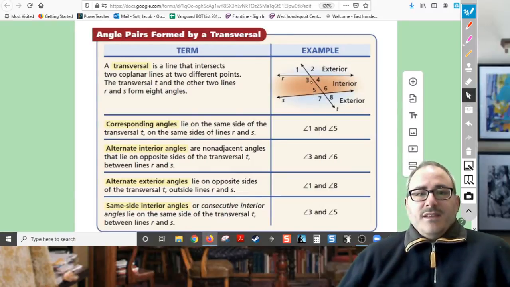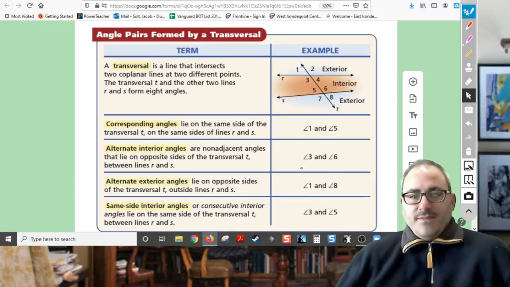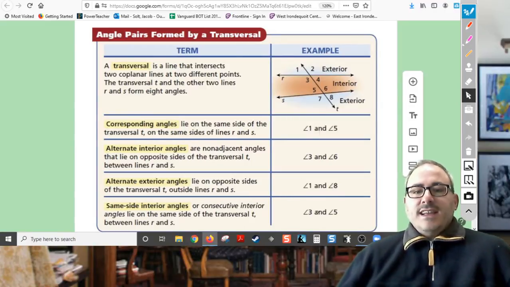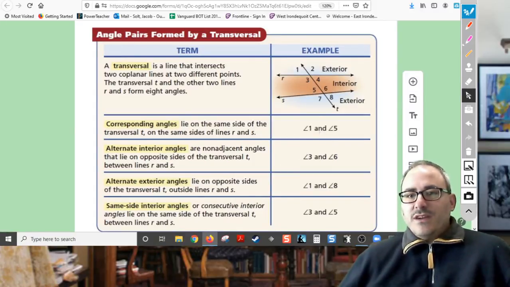All right. So 1 and 5 are corresponding. 3 and 6 are alternate interior. Angle 3, angle 6 are alternate interior angles. Yes, they are. They're on alternate sides of the transversal. They are interior to the two lines they are cutting. Alternate exterior, angle 1 and angle 8 are exterior, right? They're on the outside. They're alternate. They're on alternate sides of the transversal. And then same side interior, angle 3 and angle 5 are on the same side of the transversal, and they are interior to the lines. So we're just reviewing some of those words.